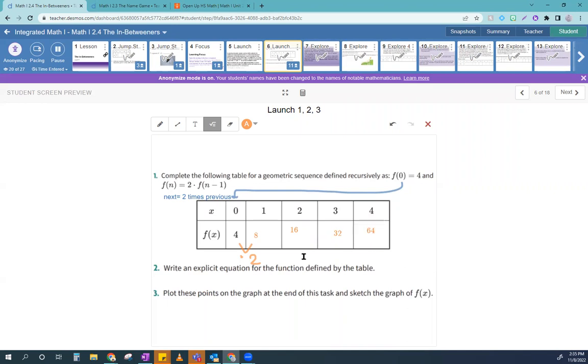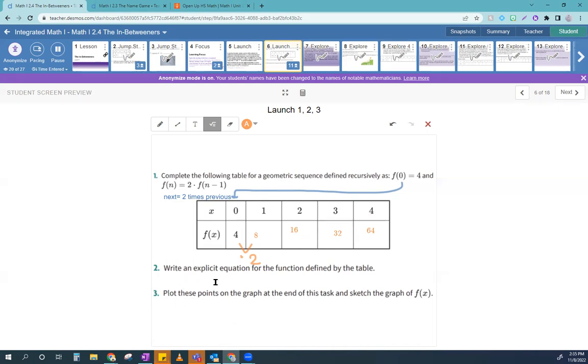So first of all, someone told me in the chat. Second of all, I checked the work by multiplying by 2 every single time. 8 times 2, 16. 16 times 2, 32. 32 times 2, 64. Woo, woo. Okay. Everybody's okay with this, yes?